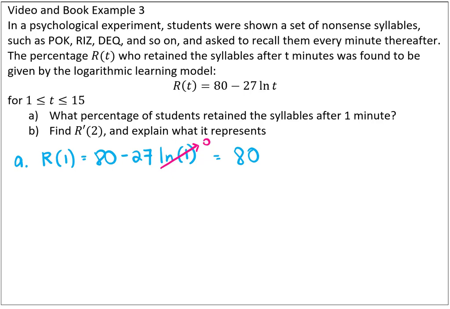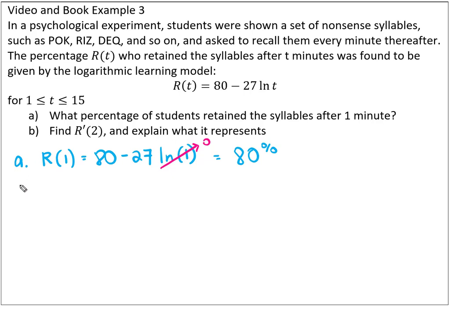And we should put a label on this because it's an answer to a word problem. So what is a label? Is it how many syllables? How many students? How many minutes? What is this? And when we look at the question, it says what percentage of students retained? And we're finding the percentage of students. So this would be 80% of students retain the syllables after 1 minute.